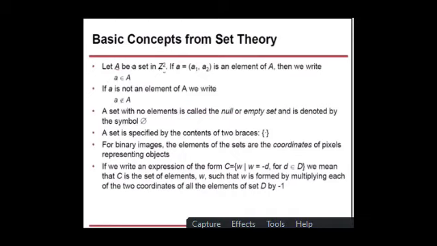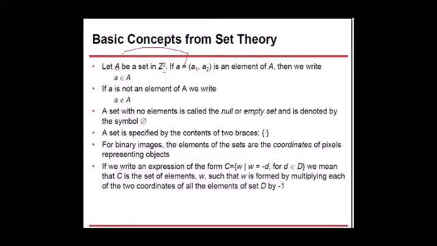Now let's see some basic concepts used in set theory. A is a set such that it is an element of Z square. If a is an element of A, we write small a belongs to A. This is the sign of is an element of, or belongs to. If it has a cross line over it, it means small a does not belong to capital A.